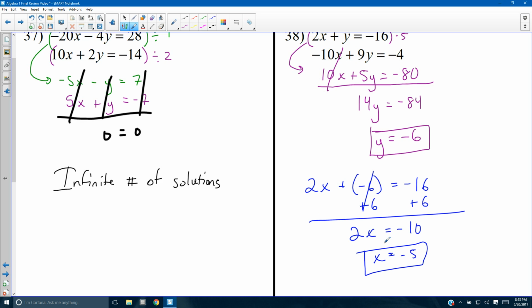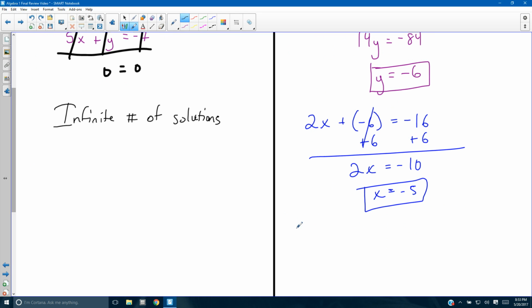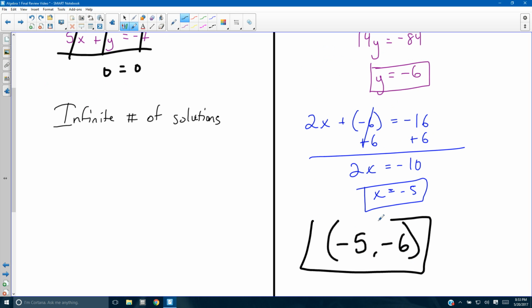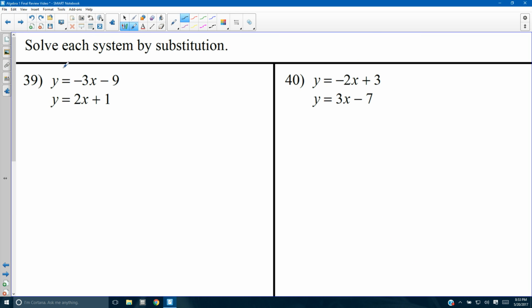All right. So x is negative 5, y is negative 6. Apparently that is where these two lines cross paths, at negative 5, comma, negative 6. And as long as I get integer answers, I think I'll trust that the work is right. If it's a fraction, maybe I'll question it a little bit. Solve your system by substitution.